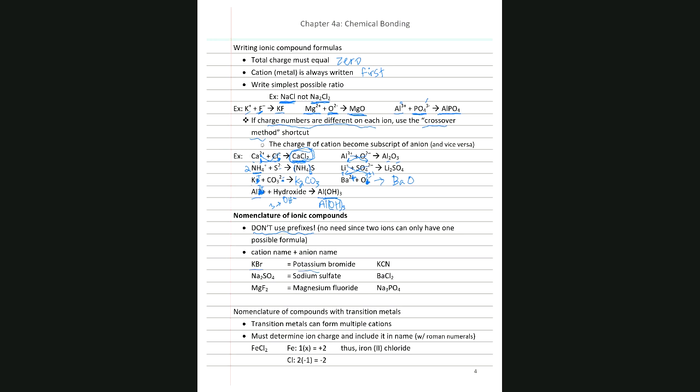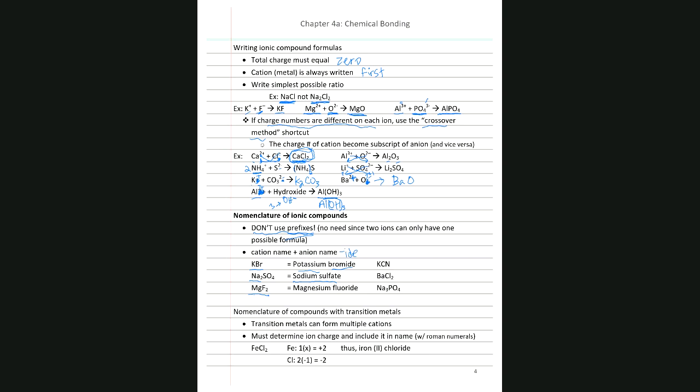KBr would just be potassium bromide. And it's coincidental that there's one of each. So it would be the same thing if we were naming a covalent compound. But look here, this one has 2 sodiums and 1 sulfate, but we just call it sodium sulfate. It's not disodium sulfate. So the rules are different. There's no prefixes when we are naming ionic compounds. MgF2 is just magnesium fluoride. I should say it's the cation name and the anion name, and it ends in "ide."